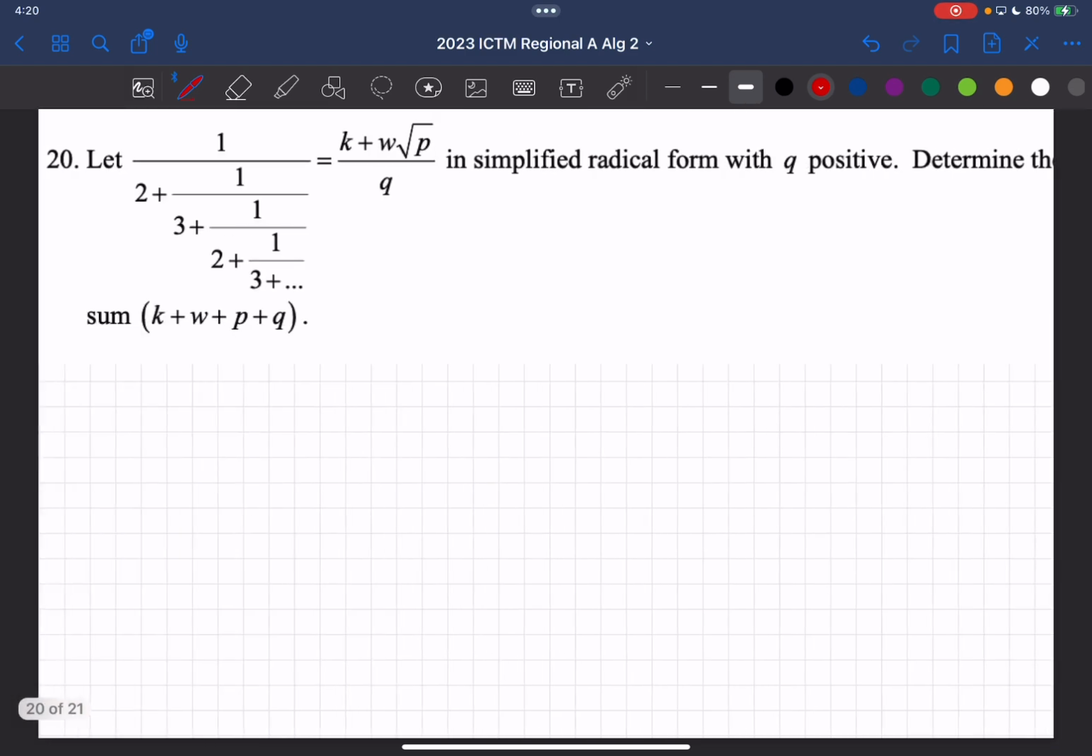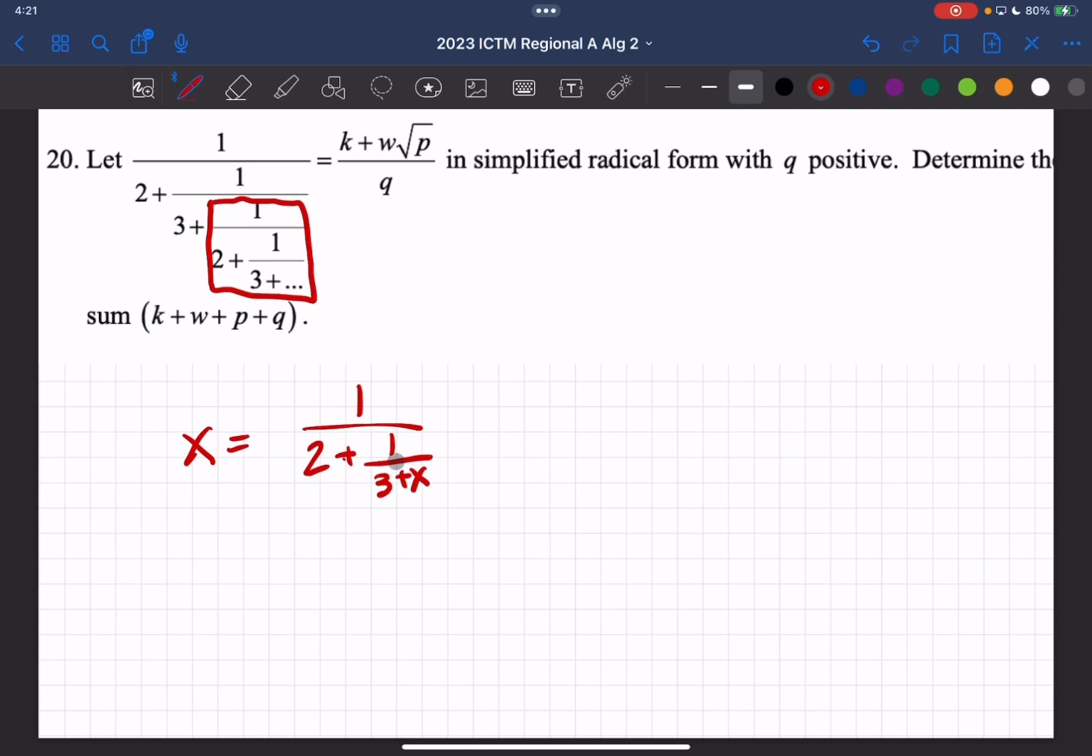217. Number 20. Let 1 over 2 plus 1 over 3 plus 1 over, and so on, equal this in simplified radical form. So we want to determine this sum. So when we have a repeated fraction, we want to figure out where that repeated fraction reoccurs. So this whole thing is equal to the whole thing. So x is equal to 1 over 2 plus 1 over 3 plus x, because we're calling x the whole thing, but then that whole thing also appears right here. 1 over 2 plus 1 over 3 plus that.